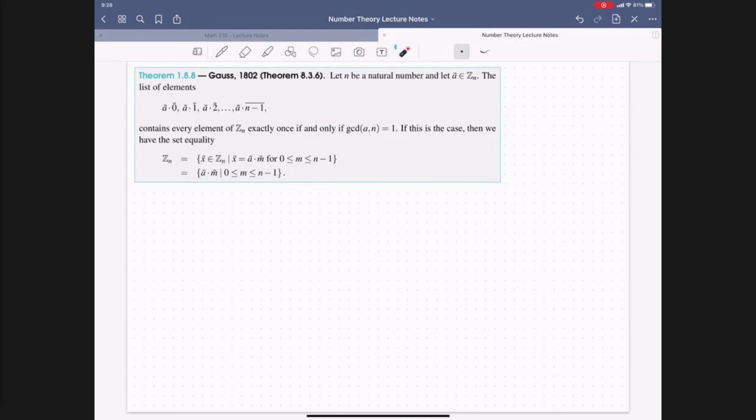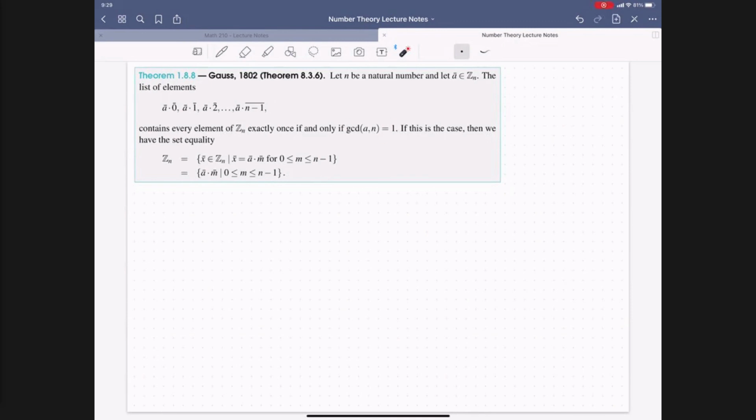With Gauss's theorem, at least this Gauss theorem, what it says is, if we're looking at a natural number n and take a bar to be an element in the integers modulo n, and consider the list a bar times 0 bar, a bar times 1 bar, and then just multiply it by every single element in the integers modulo n, then every element of the integers modulo n occurs exactly once if and only if the GCD of a and n is 1.